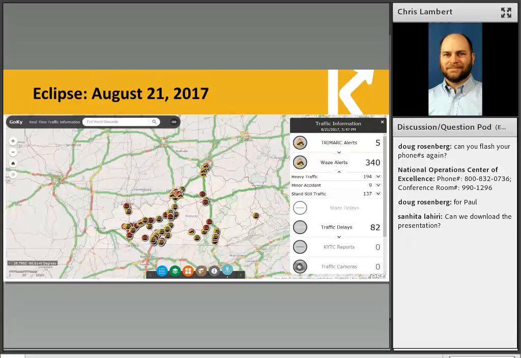So you see the Waze alerts. We've got 340 Waze alerts. On a normal day, we typically have somewhere between 30 and 40 alerts. So our number of alerts was tenfold what we normally have. But what's great about this is it allows us that situational awareness throughout the state. So even this real small little incident over here in the far eastern part of the state, we were able to monitor that as well, in addition to all the mess that was happening in western Kentucky.